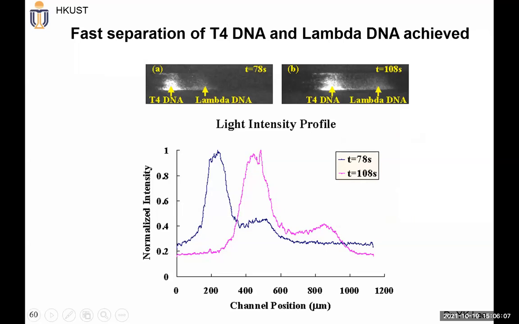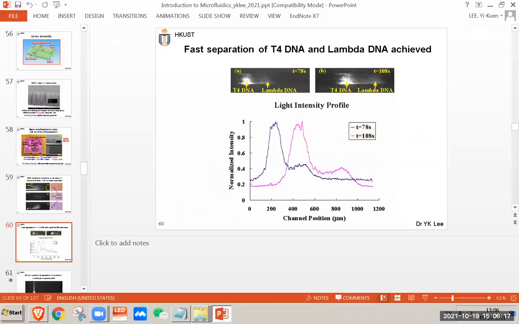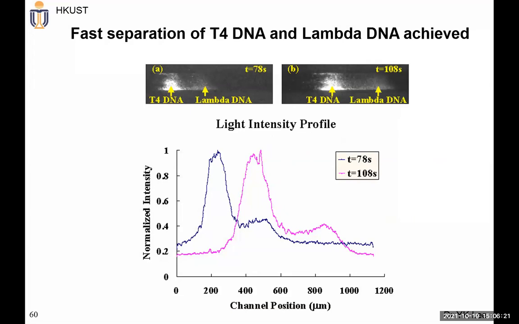If you have a sieving matrix, that means you put some special polymer in the microchannel, which is much more complicated. That's why at that time we just demonstrated it was possible. We can really come up with this simple microfluidic device with a micropillar array without a sieving matrix, and this is demonstrated.